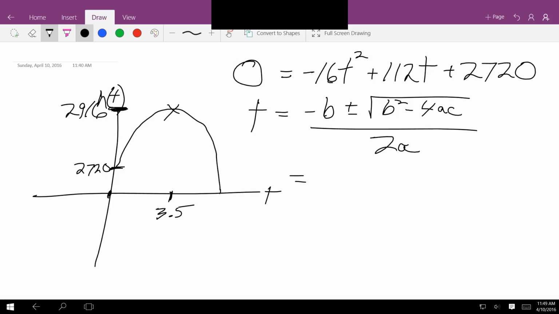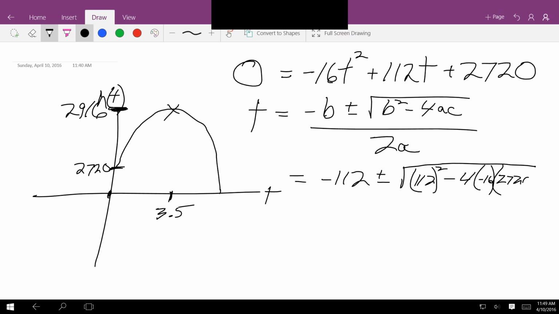Plug it in. It's minus 112 plus or minus the square root of 112 squared minus 4 times negative 16 times 2,720. And again, all over negative, sorry, go ahead. All over negative 32.